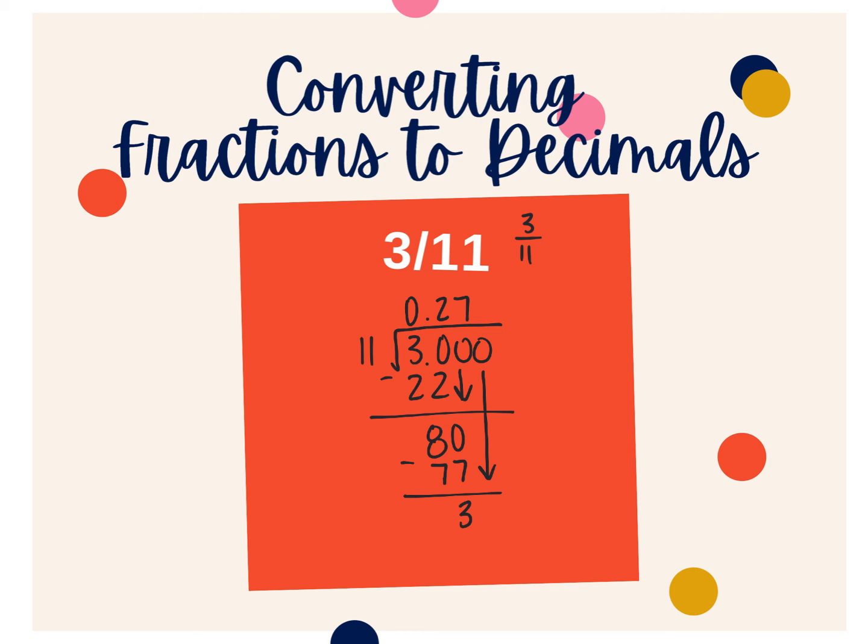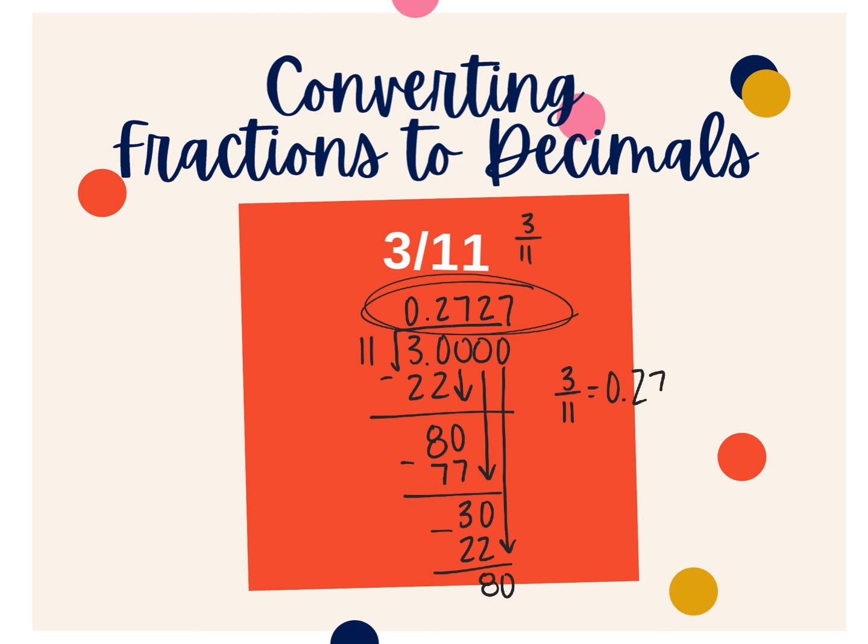Bring down a 0. How many times does 11 go into 30? It goes in 2 times, which is 22. Subtract, and you should start seeing a pattern. I got 2 previously, and then a 7, and then a 2. If I bring down another 0, I'm going to see 11 goes into 80 7 times. Now, when you start to see this pattern, that's how you know you've got a repeating decimal. In this case, the answer to 3/11 as a decimal, or the equivalent decimal to 3/11, is going to be 0.27 repeating, which we show with a bar on the top.